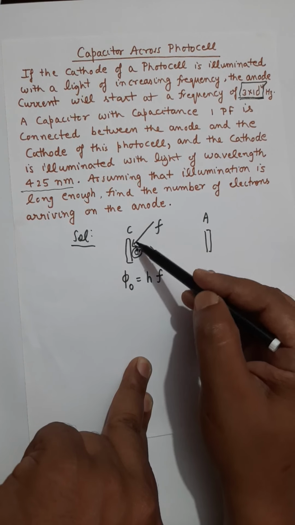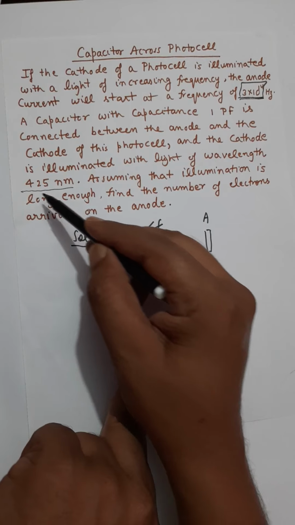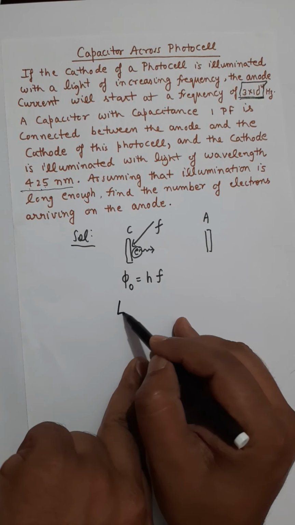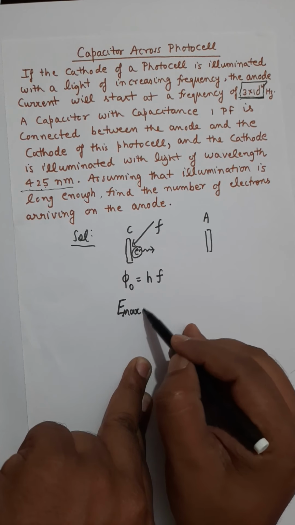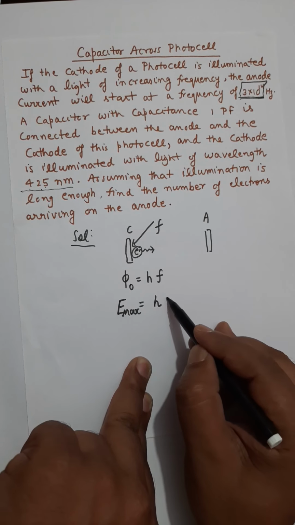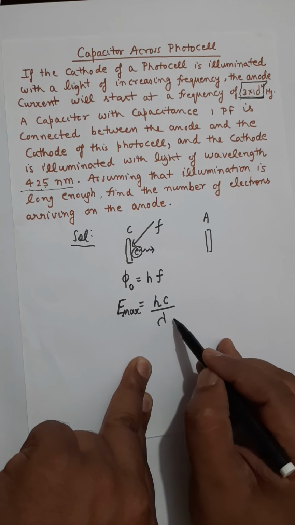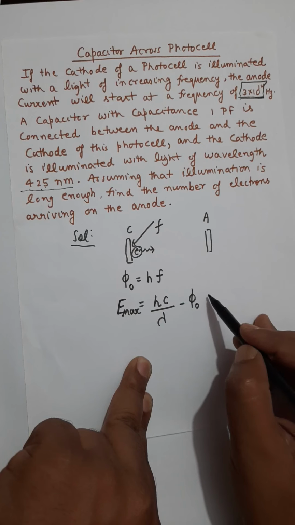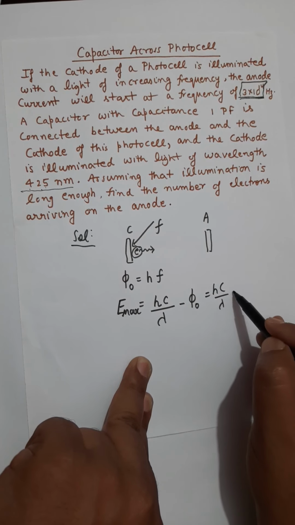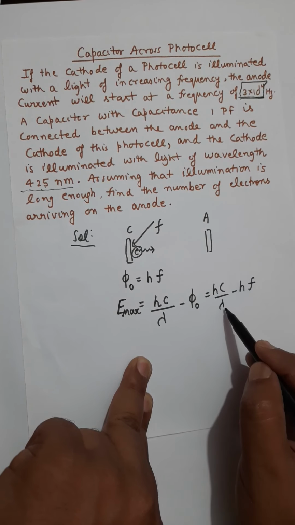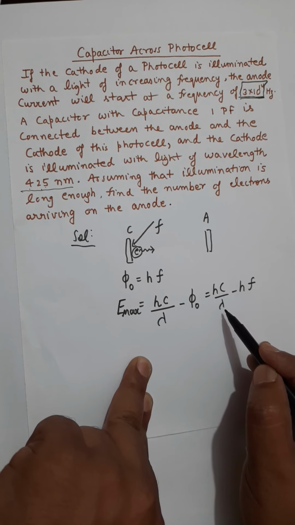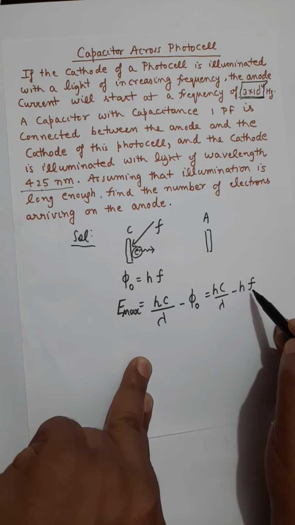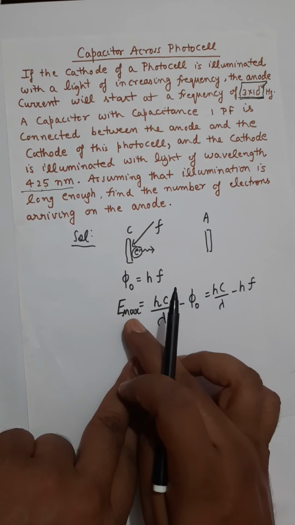So if we use light having wavelength 425 nanometer, then we can find the maximum kinetic energy of the electrons by the formula hc over lambda of the incident light minus work function, which is hc by lambda minus hf. This lambda is 425 nanometer, and this frequency is 3 into 10 to the power 14 hertz. So this is E max.